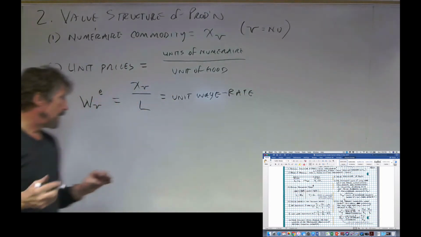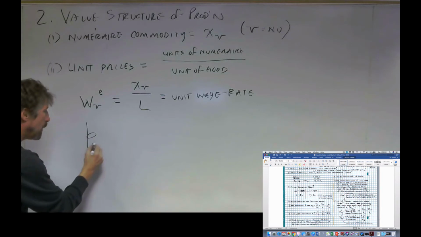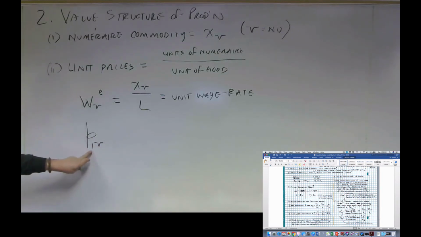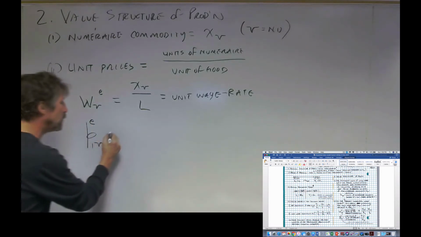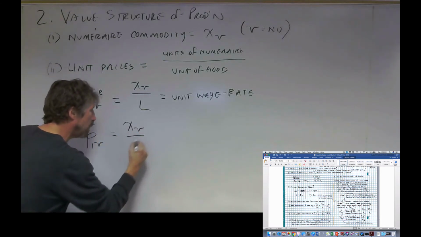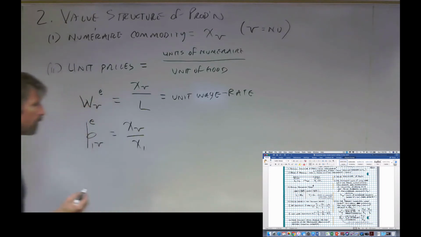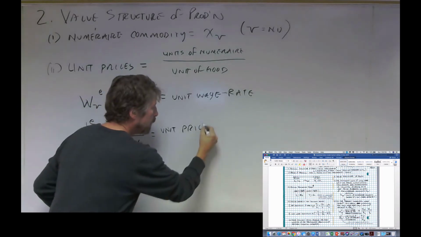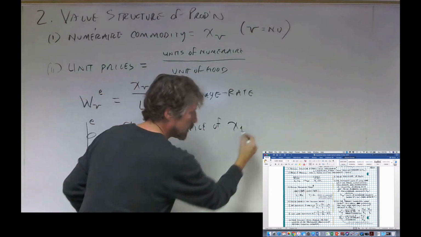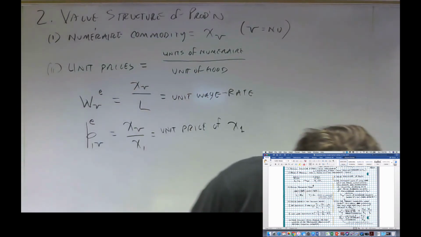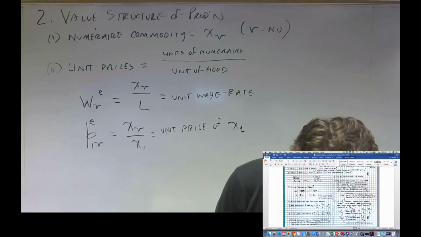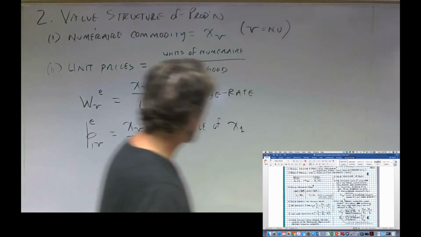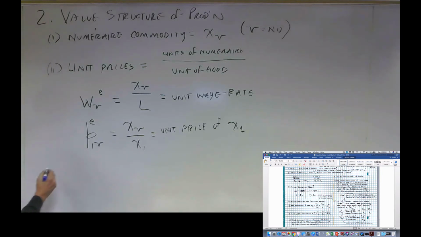And then this is going to be the price of wild strawberries, or good one, measured in whatever numeraire at the Eth rate of distribution. This is going to be equal to so many units of numeraire per unit of wild strawberry. This is going to be the unit price of X1. And those are going to be our unit prices.